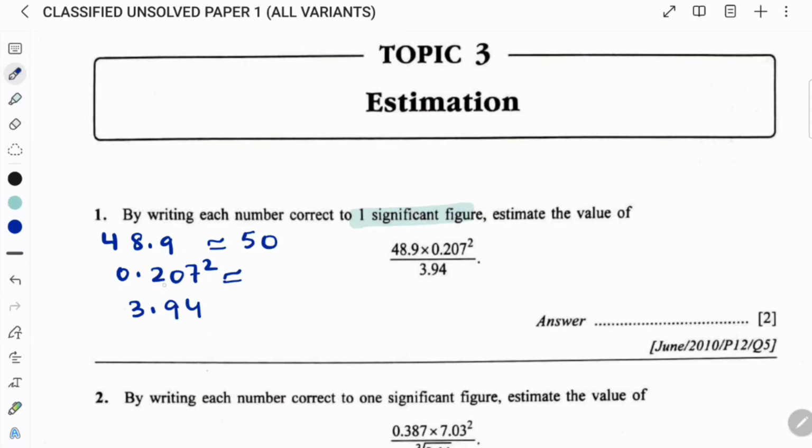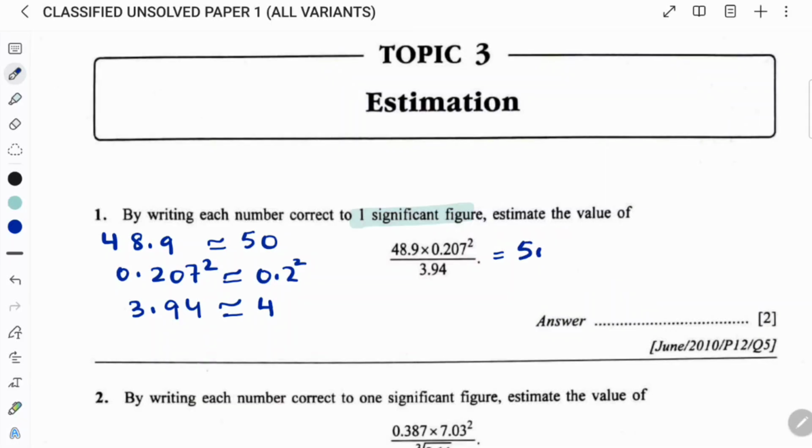0.207, obviously 0.2, and after that we have 0, so it is 0.2 squared, which means 0.04. 3.94, the 3 is one significant figure, so we can write down 4, and we don't have to put any extra 0 because the 3 is a unit number and 4 is also a unit number. We cannot write down 40 for only 3. Now we are going to write down the values.